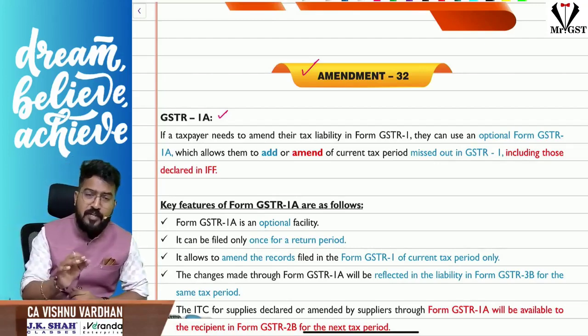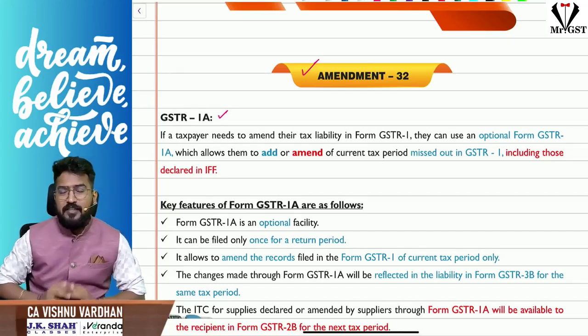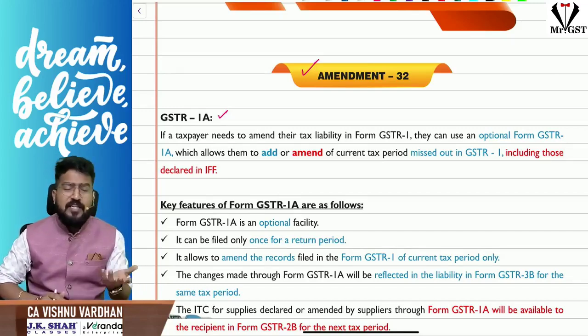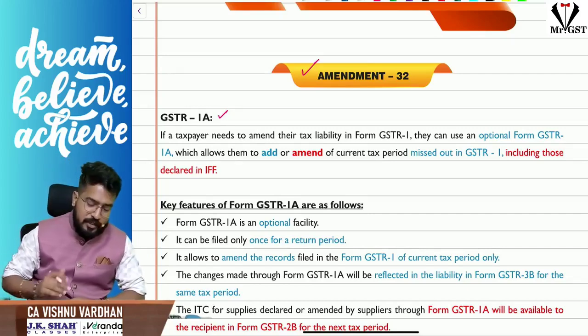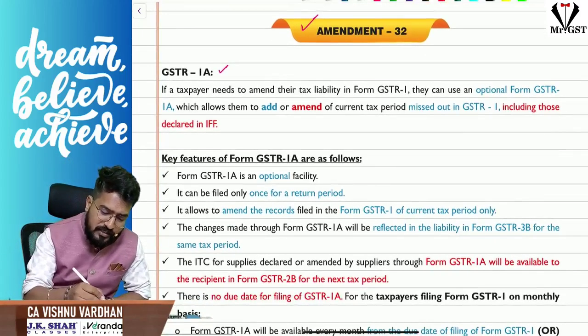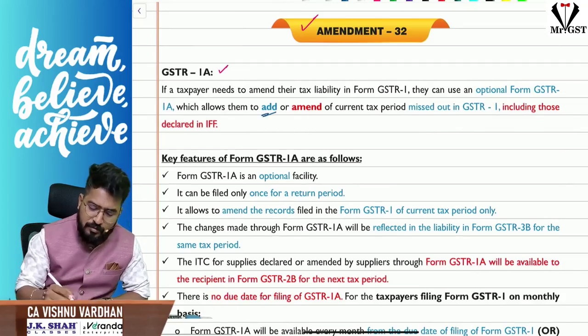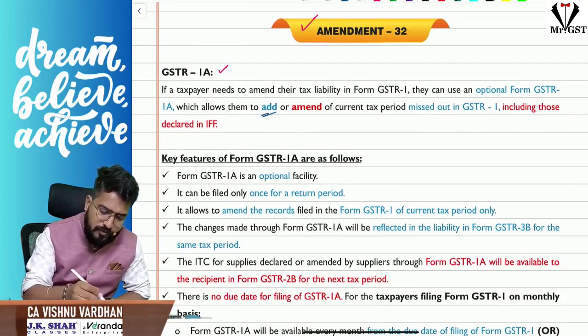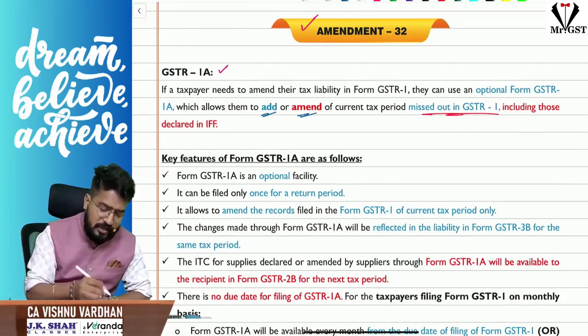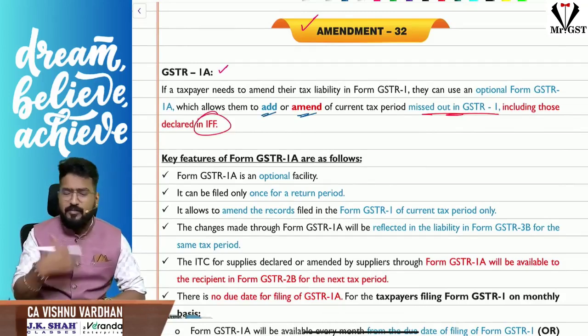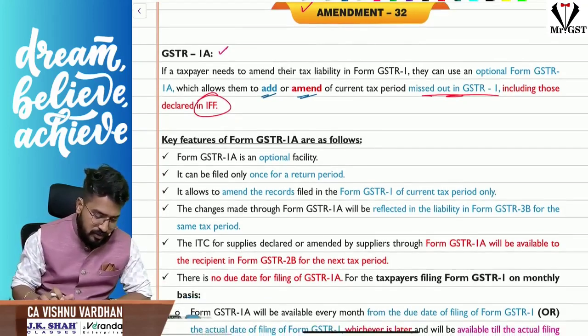Now that means what? To amend the details in GSTR 1, you should have filed GSTR 1. Without filing GSTR 1, you cannot file GSTR 1A. Not only that, sir, add or amend the details, but also you can report the missed out invoices, including whatever is declared in IFF. If anything is missed out, you can just give it in GSTR 1A.